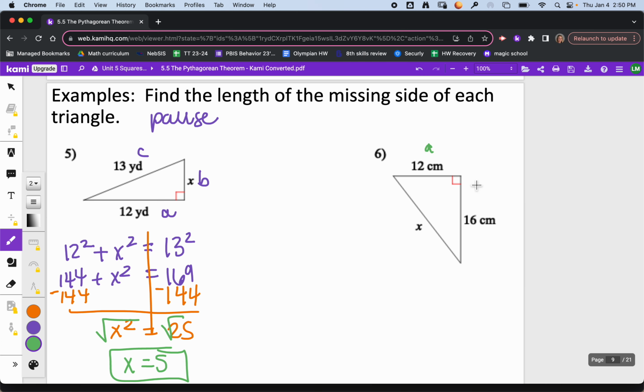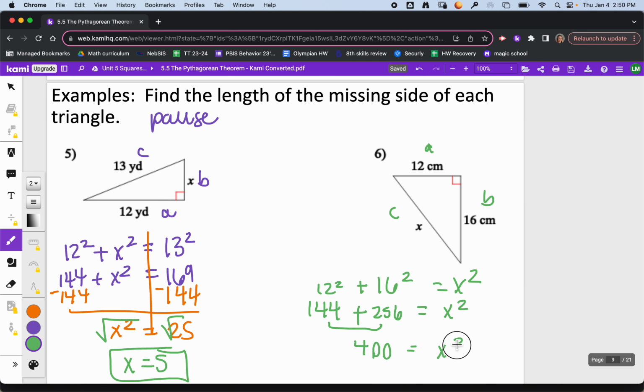And then over here, we can say this is a, b, and c. So I have 12 squared plus 16 squared equals x squared. 12 squared is 144. My 16 squared is another one I should have memorized by now. It's 256. 256 plus 144 is my next step. I'm going to get 400. And then final step, find the square root of 400. X is equal to 20.